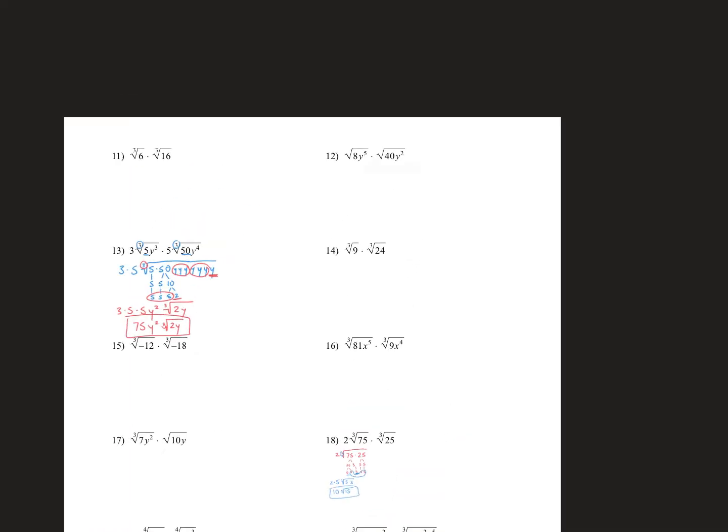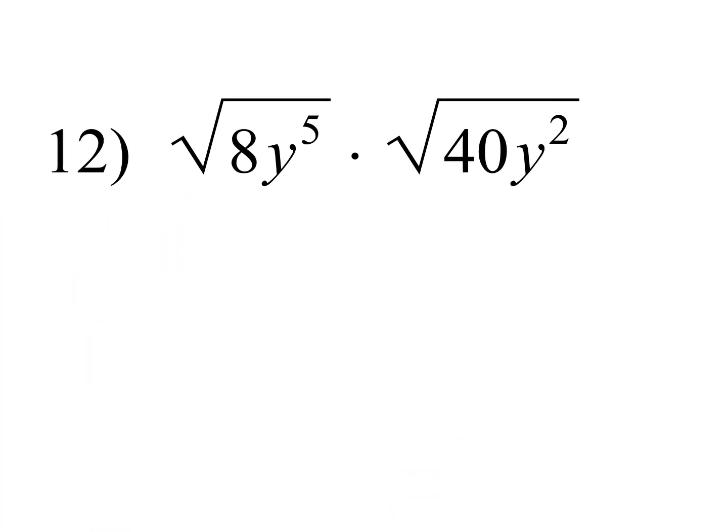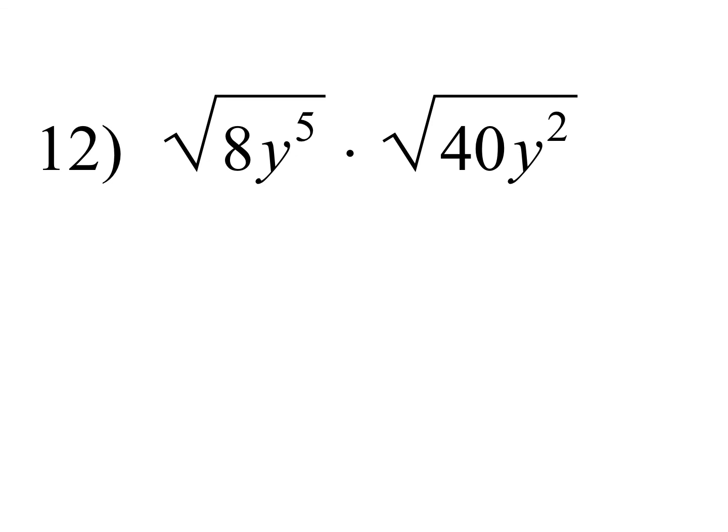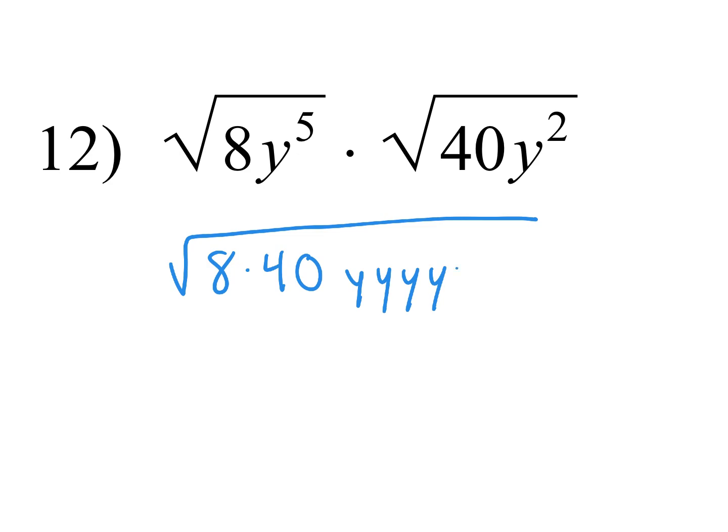All right, let's take a look at number 12. So can I combine these together? Yep. So I'm going to put the numbers together, 8 times 40, and then I'm going to put the y's together. So how many y's do I have? 7. 1, 2, 3, 4, 5 from the first one and 2 from the second. What should I do next? Simplify. What are 2 factors of 8? 4 and 2. And 2 factors of 40? And 2 factors of 4?